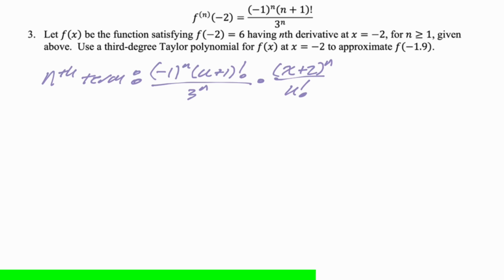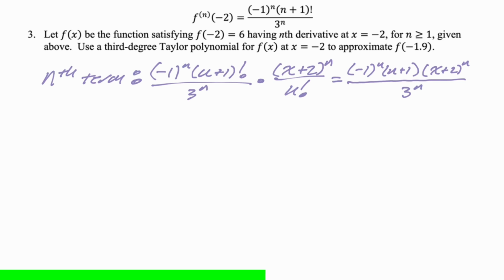This simplifies a tiny little bit because n plus 1 factorial is n plus 1 times n factorial, and then you can cancel the n factorials. So negative 1 to the n plus 1 that's left over, x plus 2 to the n over 3 to the n.